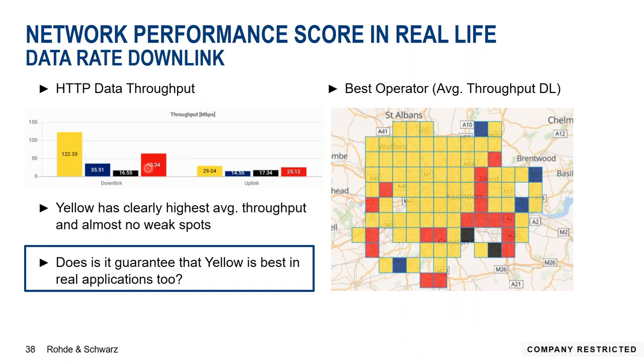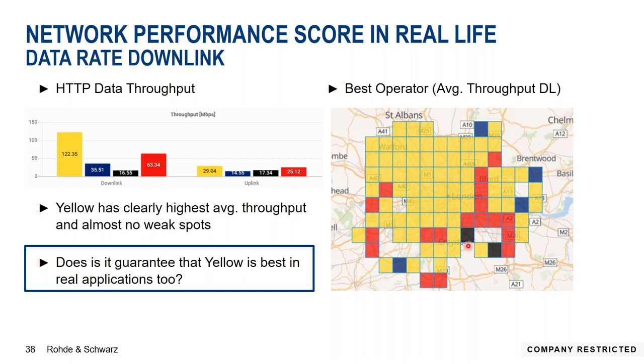Okay, so you can see that the data throughput in general, yellow is much better. It's over 100 megabits per second compared to only 16 for this black operator, which is almost 8 to 10 times a difference in data speeds. And you can see that yellow is almost the best in almost the whole of London.